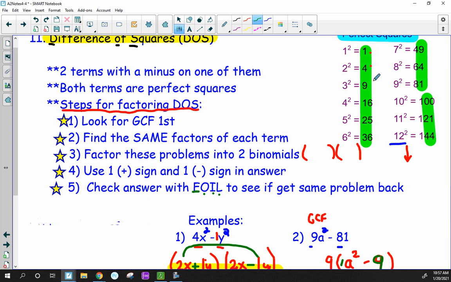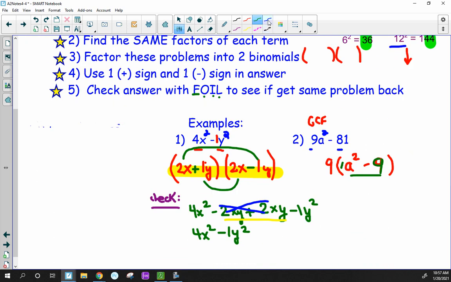And those are both in the list. So we continue. We drop this GCF down in the next step and any step below. Always keep that in your answer.